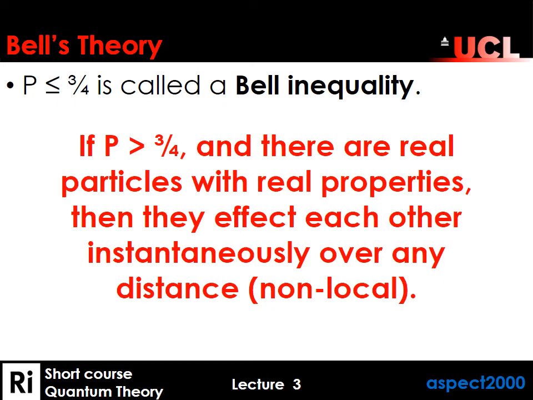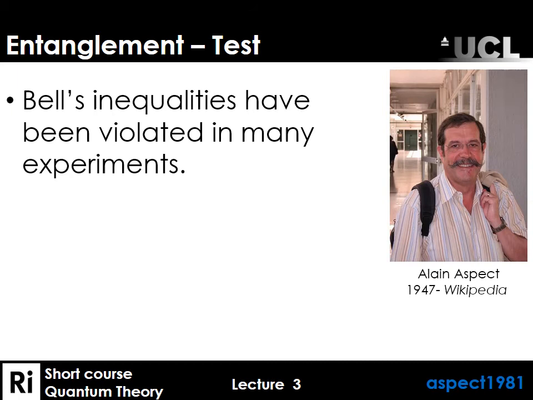Experimentally, Bell's inequalities have been violated in many, many experiments. There have been many experiments where it's been proved that entanglement is happening. Something weird is happening: either there are not real particles in the universe, or things are communicating instantaneously over arbitrarily long distances. And Alain Aspect did a lot of these experiments, and he's still awaiting a Nobel Prize.